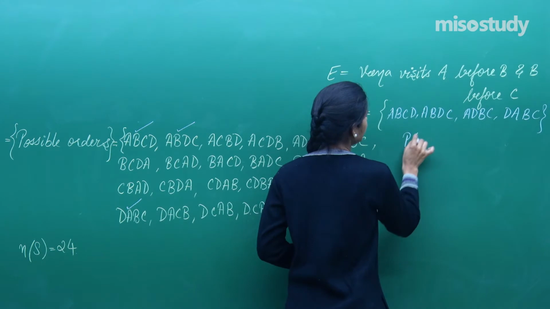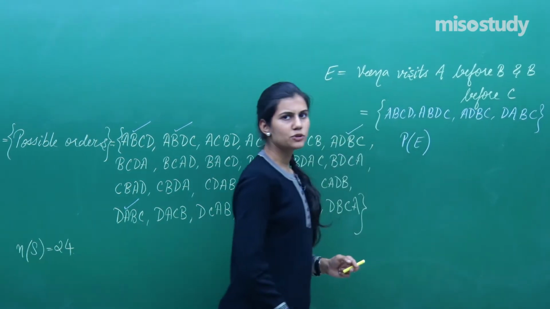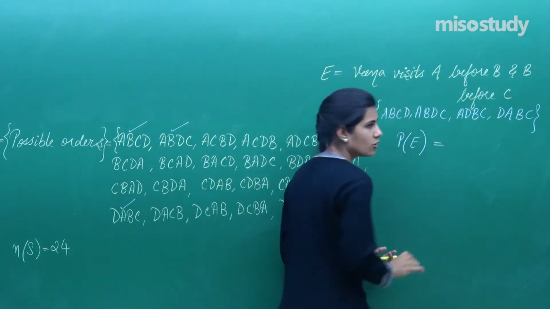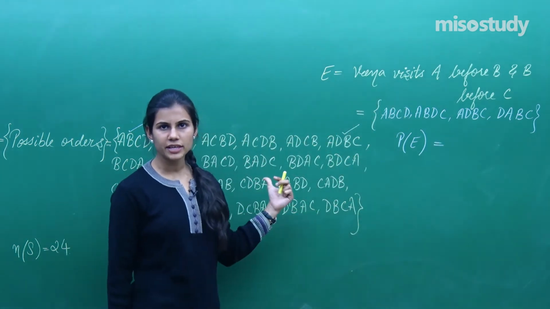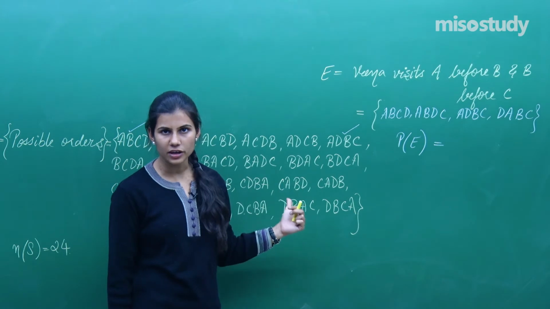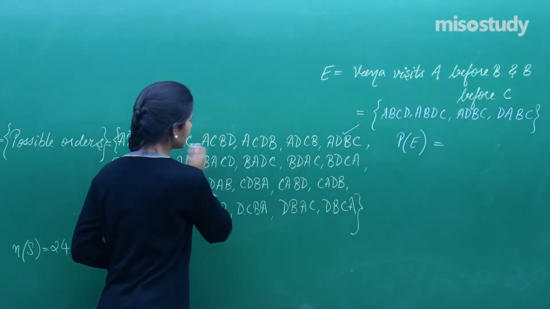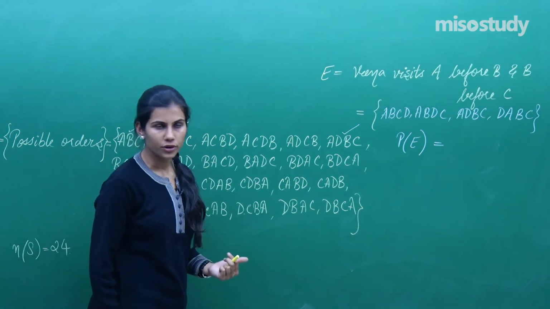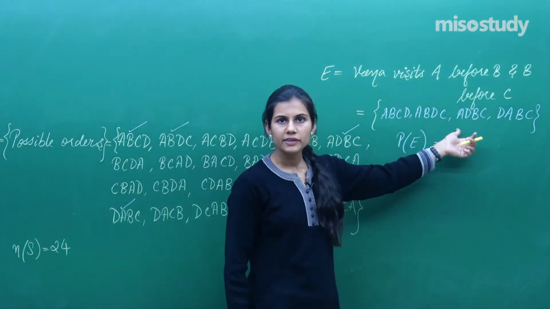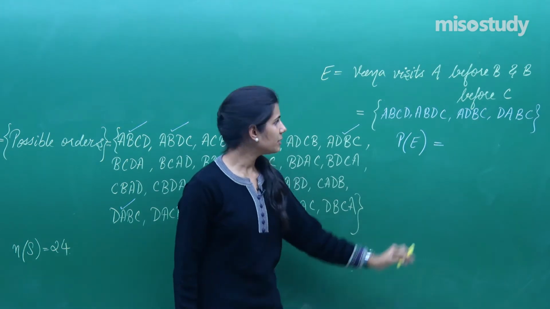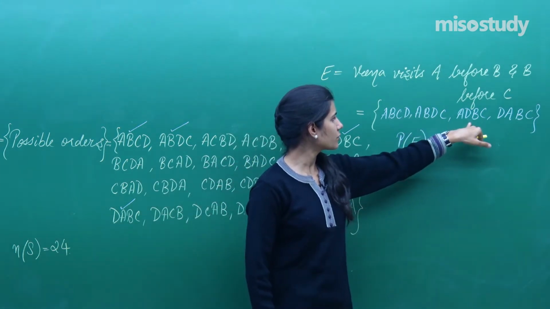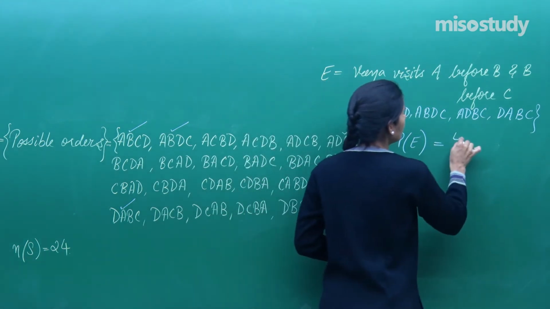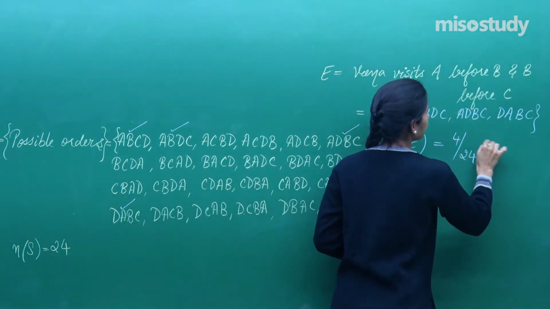So what is the probability of occurrence of event E, which describes Veena visiting A before B and B before C? Well, of course, you have to assume that each of the elementary events has equal chances of occurrence, and therefore each of these orders has probability 1 by 24. There are 4 elementary events favorable to my event E, so it will be 1 by 24 plus 1 by 24 plus 1 by 24 plus 1 by 24, which is the probability of event E, that is 4 by 24.